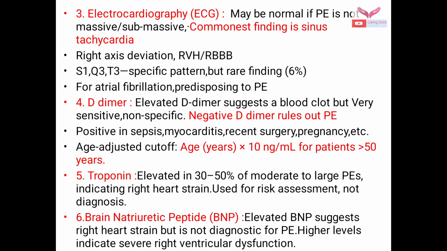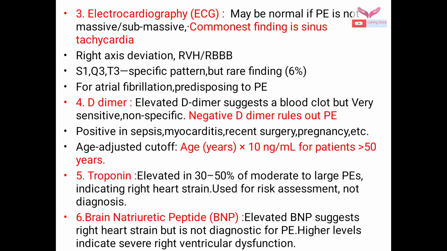Next test is a D dimer. Elevated D dimer suggests a blood clot but is very sensitive and non-specific. Negative D dimer rules out the pulmonary embolism. The D dimer can be positive in sepsis, myocarditis, recent surgery, pregnancy.